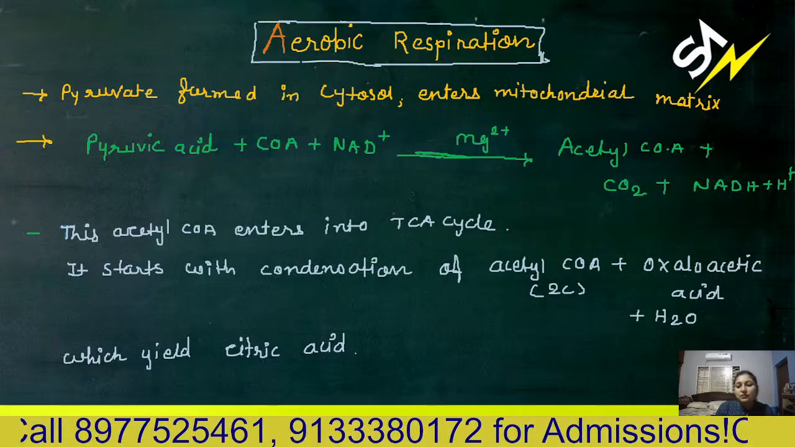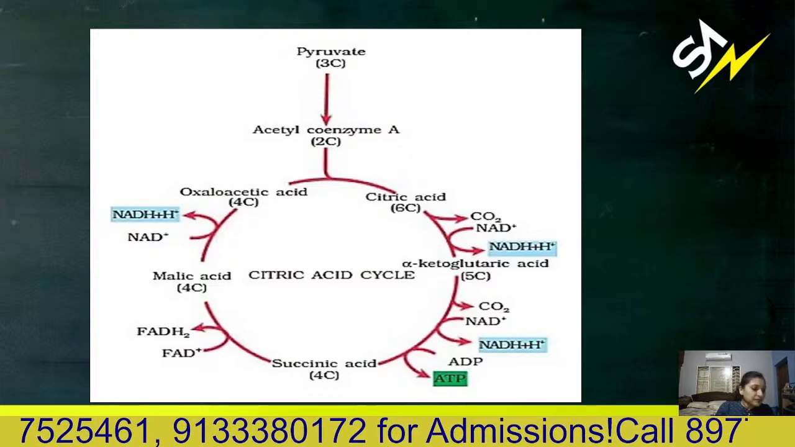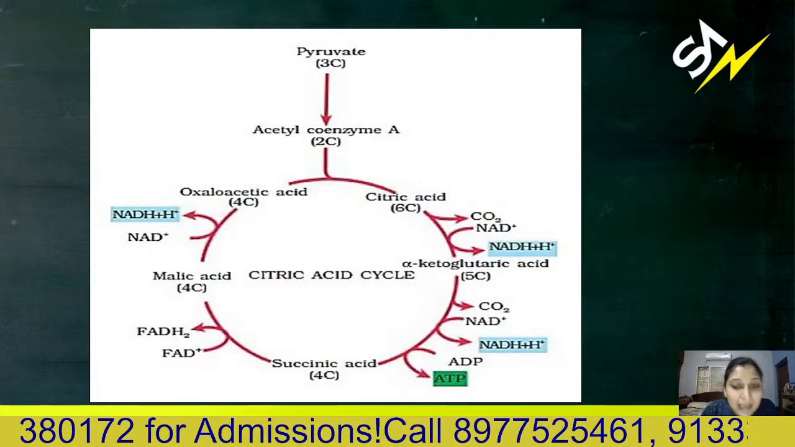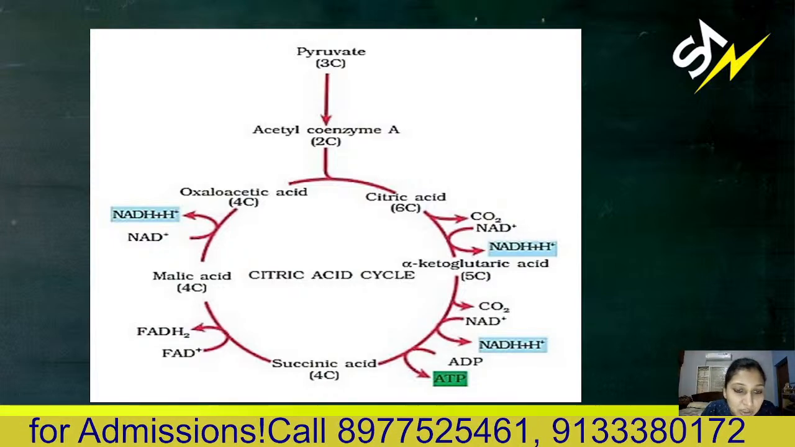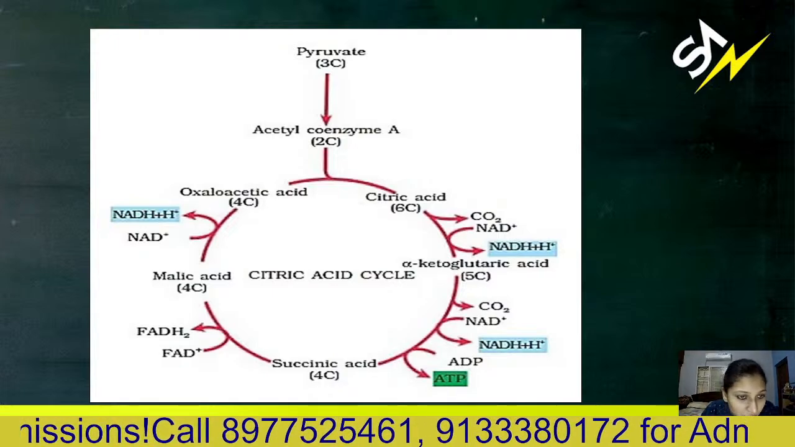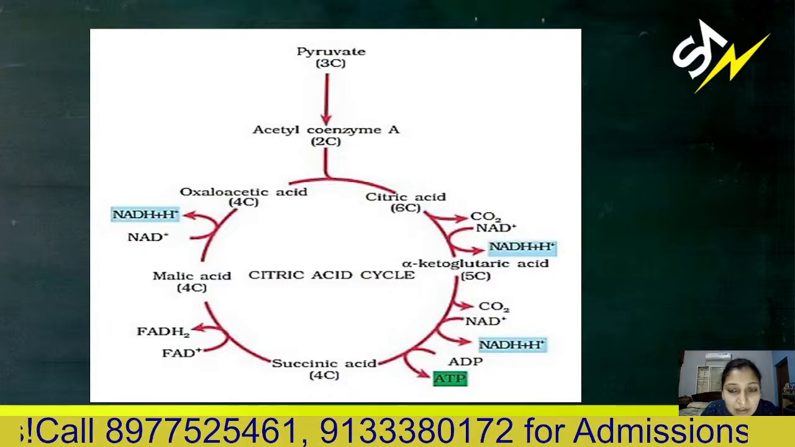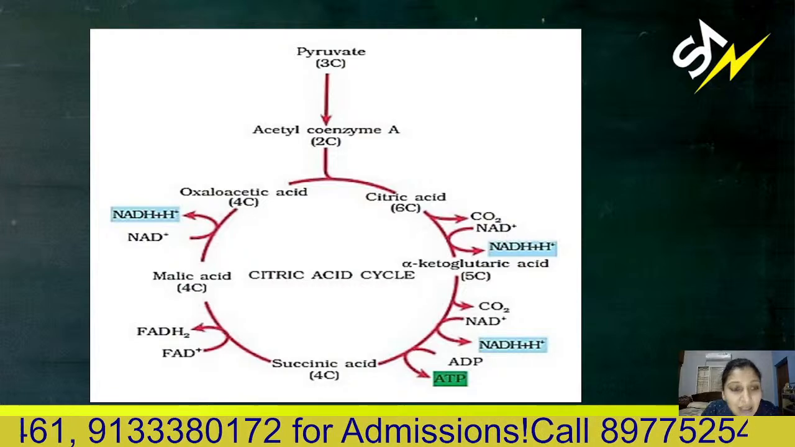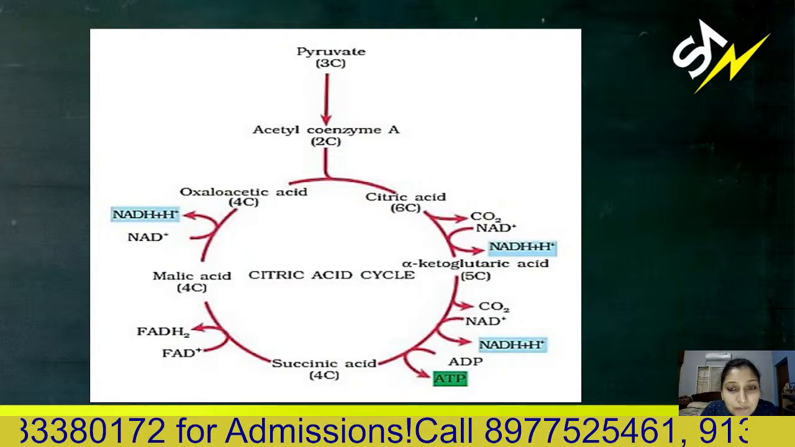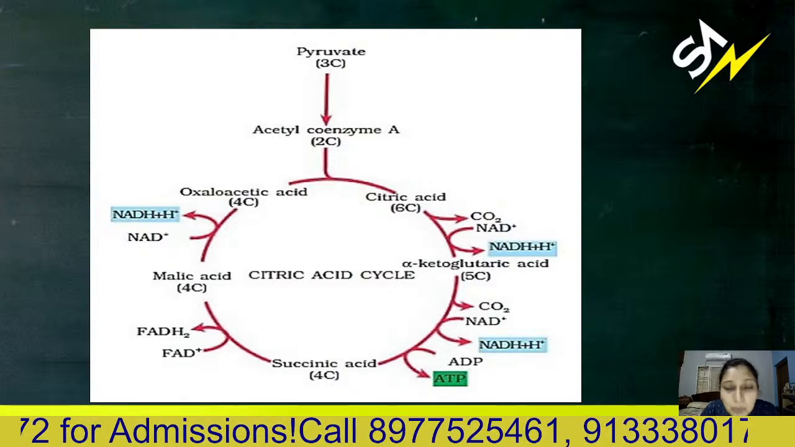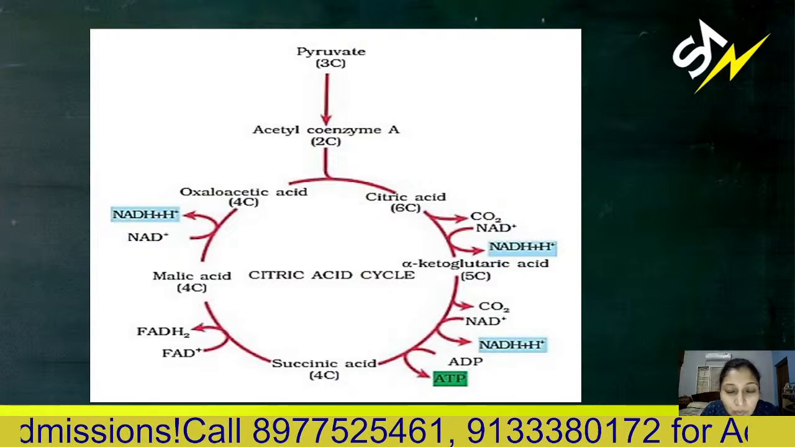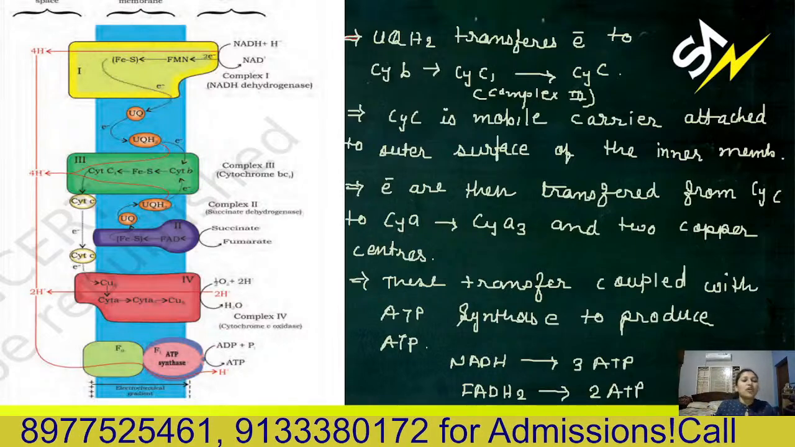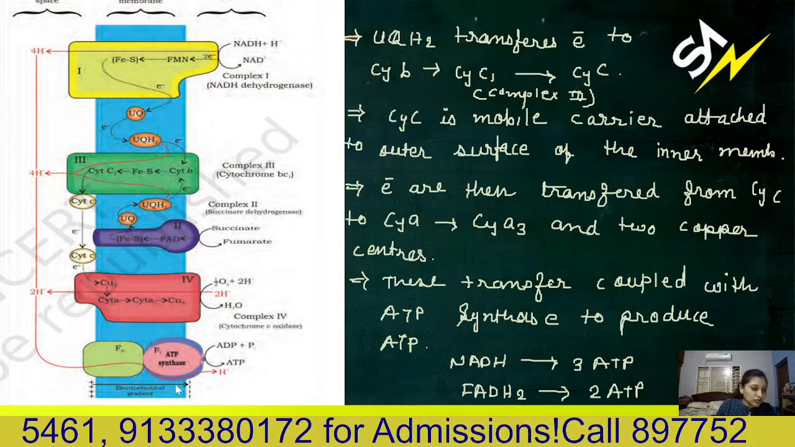So what happens in the matrix? The TCA cycle. After the TCA cycle, we will have NADH plus H plus, and one substrate level phosphorylation occurs during this process, so ATP is also formed. What is the role of this NADH plus H plus? This will undergo oxidative phosphorylation, or you can say ETC. It will give you more ATPs. Yes, this is how the electron transport system, electron transport chain, occurs.